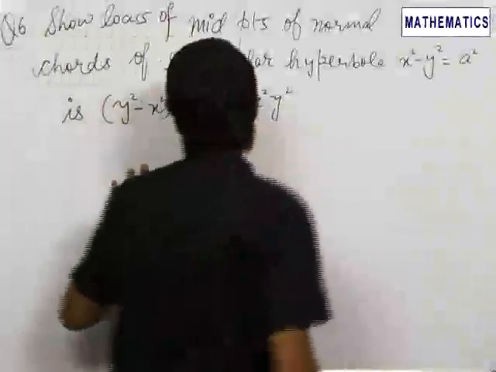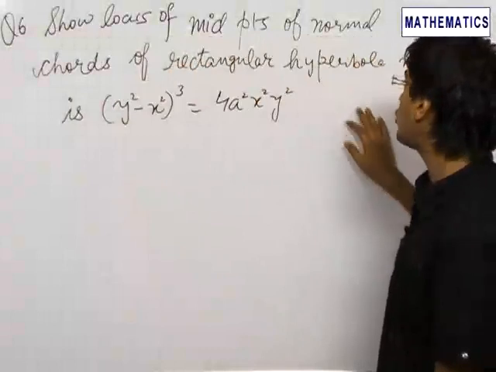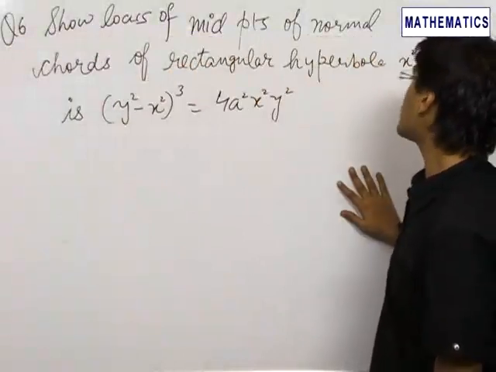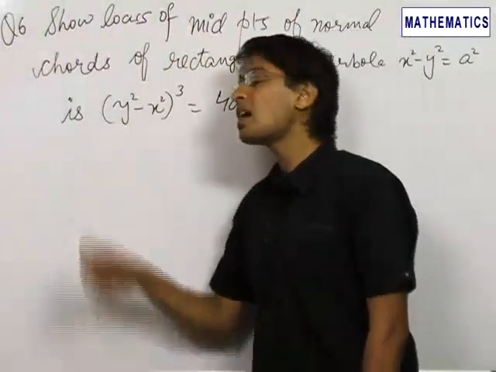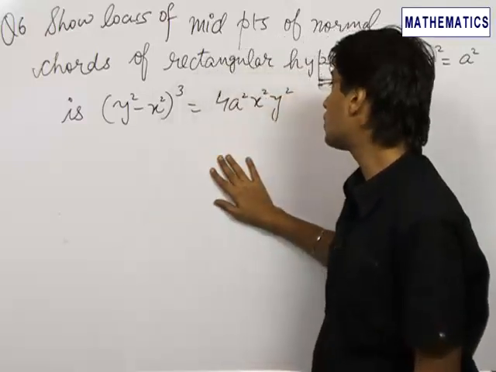In our sixth problem, we need to show that the locus of midpoints of all the normal chords of the rectangular hyperbola x square minus y square is equal to a square is given by y square minus x square whole cube is equal to 4a square x square y square.